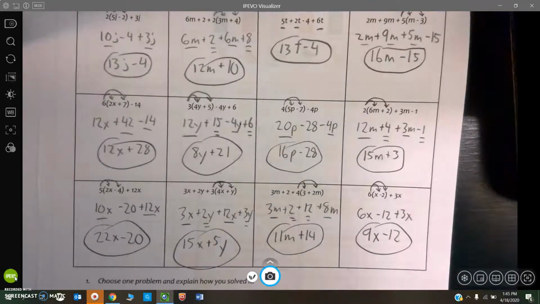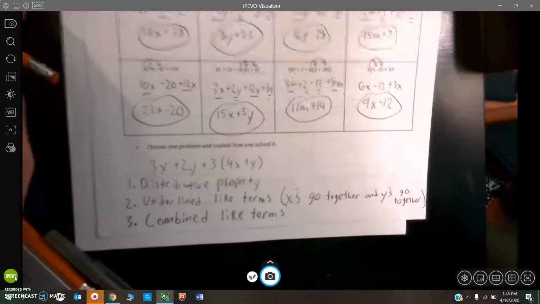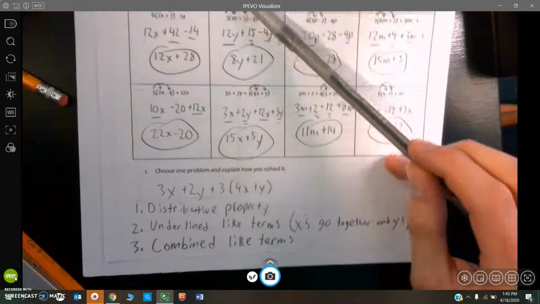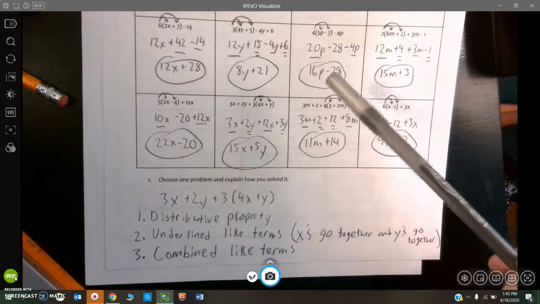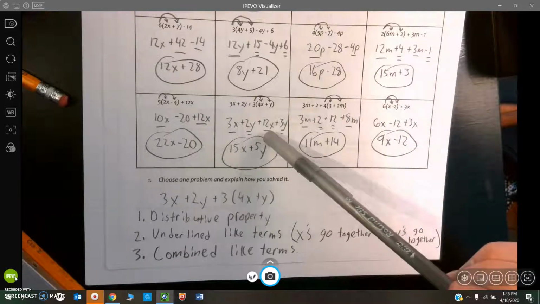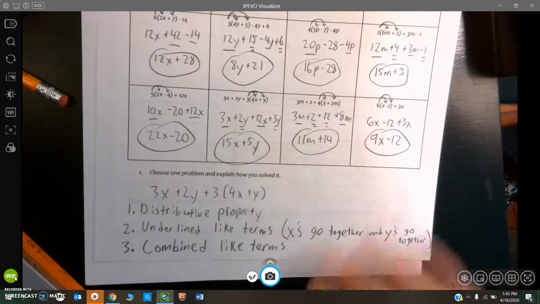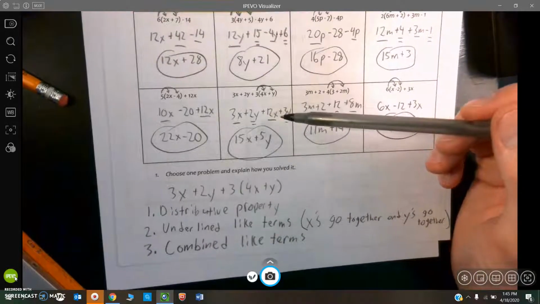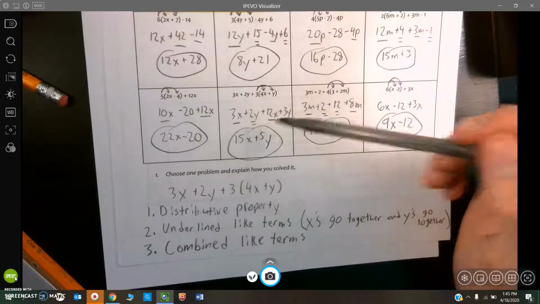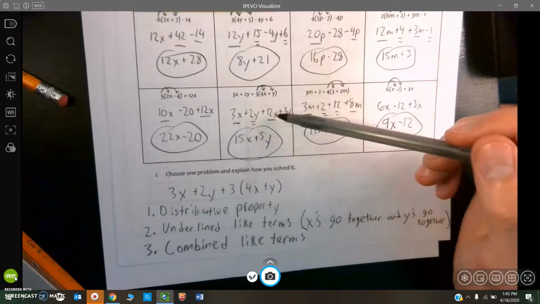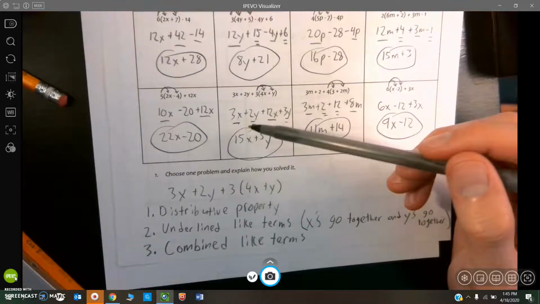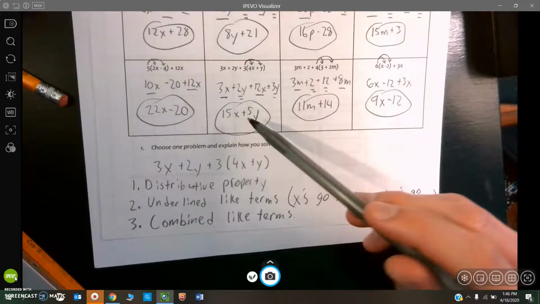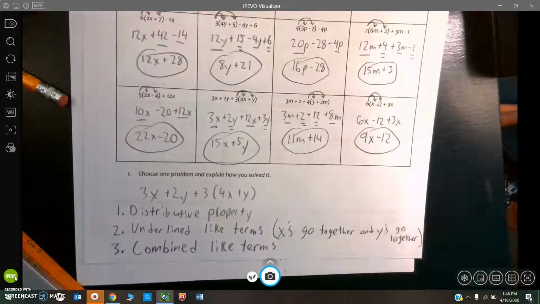And then an explanation was down below. So I chose to explain this problem. No, not that problem. This problem. Yep. So once again, I used the distributive property to multiply out and rewrote my expression. I underlined my like terms. So 3x and 12x both had x's, so they got 1 underline, and these two both had y's, so I double underlined those. And then I combined my like terms to get 15x plus 5y.